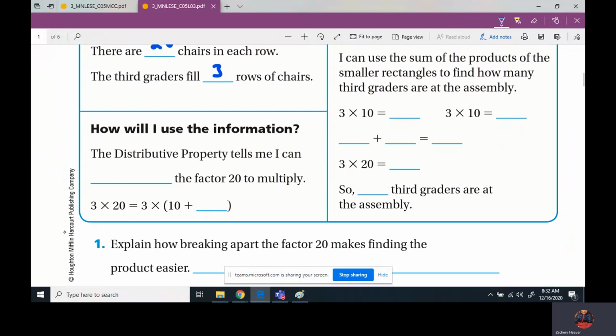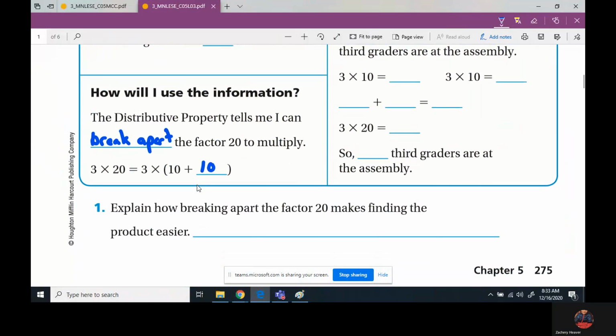We can take 20 and break it into 10 and 10. As long as it equals 20, we can do this many ways. It can be 10 and 10, it could be 5, 5, 5, and 5, it could be anything as long as it equals 20. But let's make it 10 and 10 to make it simpler because we know what 3 times 10 is. So now I have to give this 3 to this 10 and this 3 to this 10. The same 3 goes to the same 10.